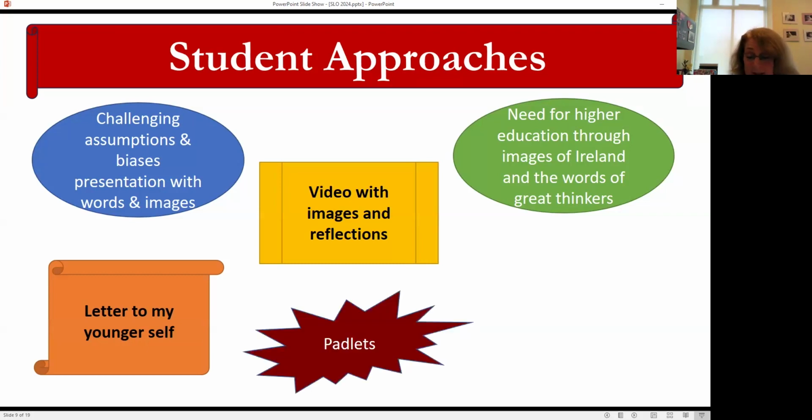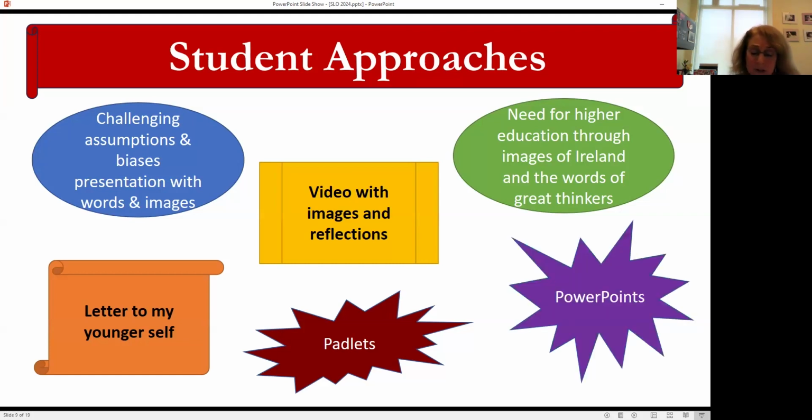Two others decided to create a Padlet. I don't know if you're familiar with that online tool, but it allows you to integrate images and words and videos. And then several students created PowerPoints that integrated words and images. One student also added commentary to her PowerPoints.